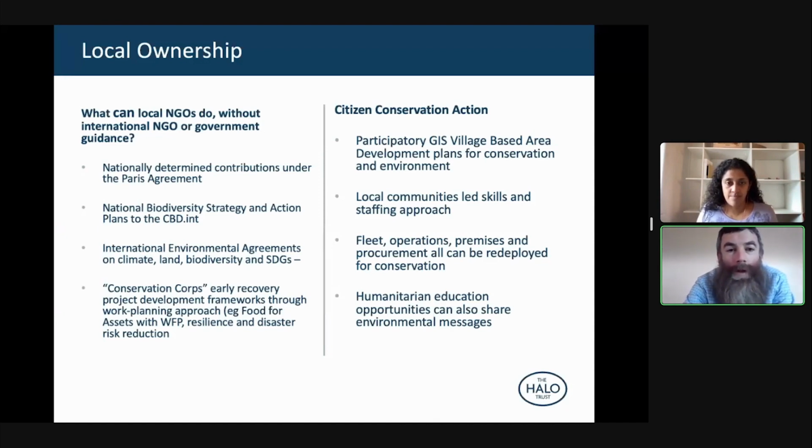We try to include local communities in the skills development and the staffing approach, as mentioned, whether it's our local access, our fleet, our operations, our premises, and procurement systems. That local deployment and local applications for life after mine action is really critical. So working with the citizens on that as we are working. And then also very much the humanitarian education messages that we are already delivering, trying to include quite a lot more environmental education messaging there too.